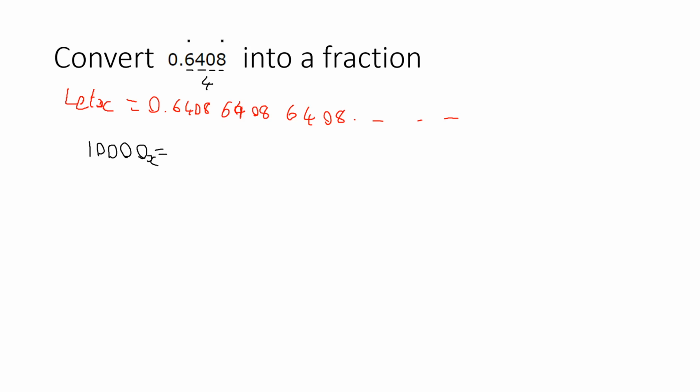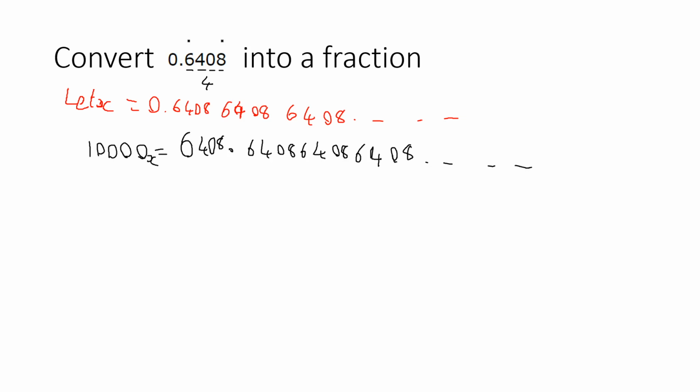So 10,000x is going to be 6408.6408, 6408, 6408, and so on and so forth.